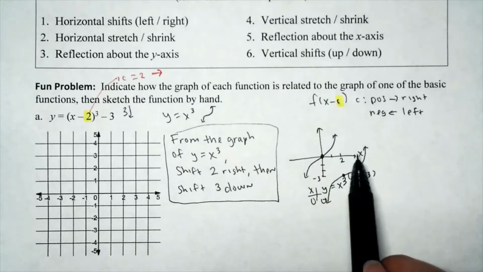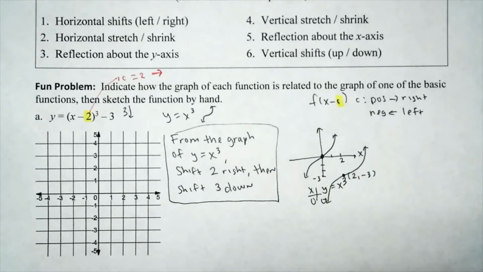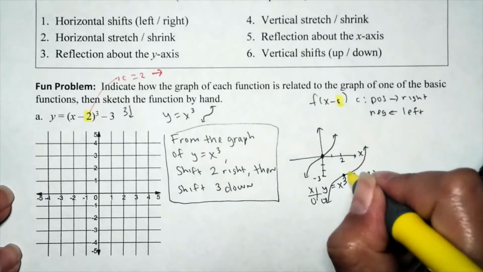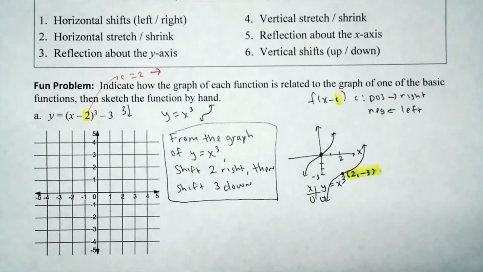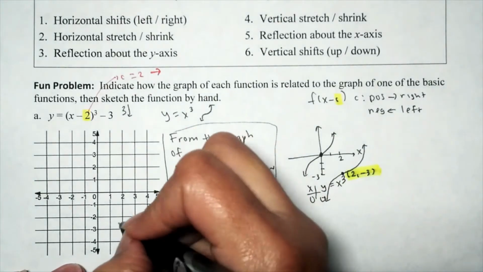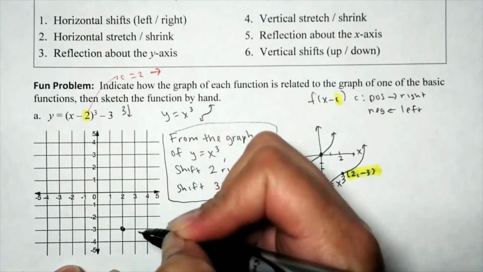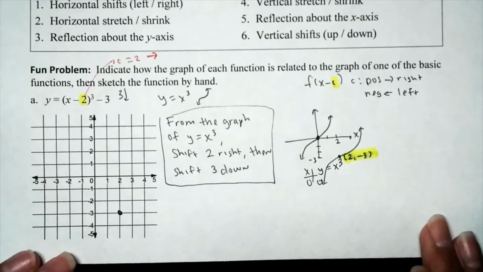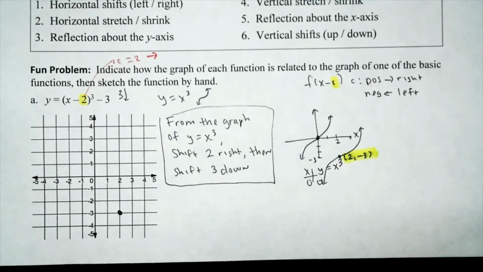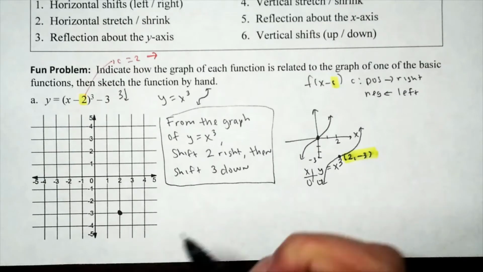So we go 2 right, 3 down, and that was the point given by 2, negative 3. Let's go ahead and transpose this to our solution area. So 2 right and then 3 down. And then at this point, I'm going to do a table of values to locate 2 more points. Ideally, one to the left of x equals 2 and one to the right of x equals 2.